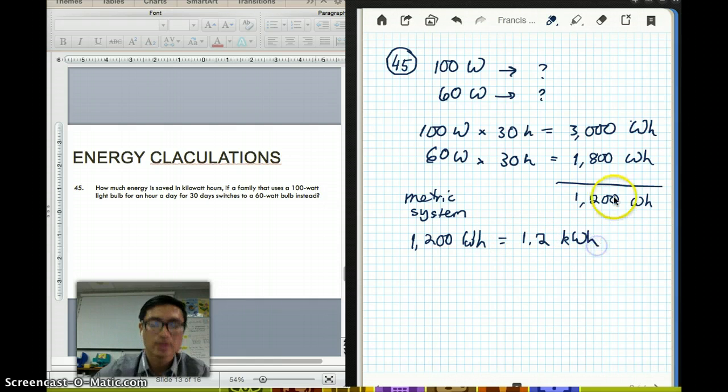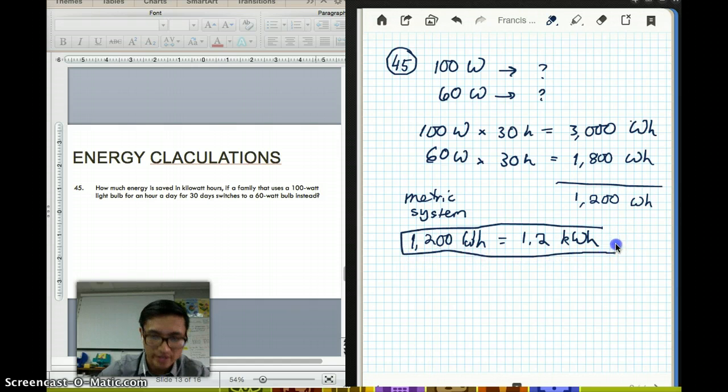Again, this was a question that was missed by a majority of you guys, and maybe even you guys that got it right, maybe you're just randomly guessing, okay? So 1,200 watt hours is the same thing as saying 1.2 kilowatt hours. All right. Again, I'm going to try to squeeze in number 50.